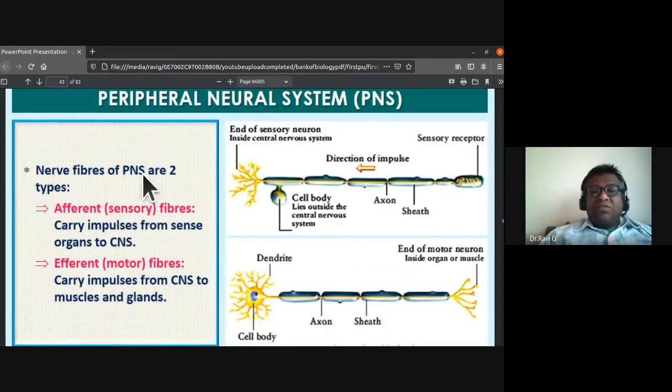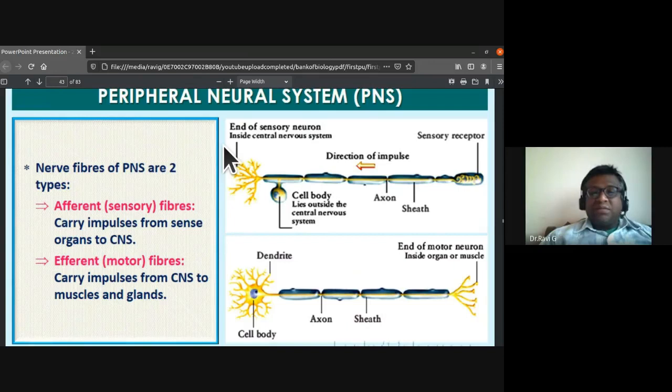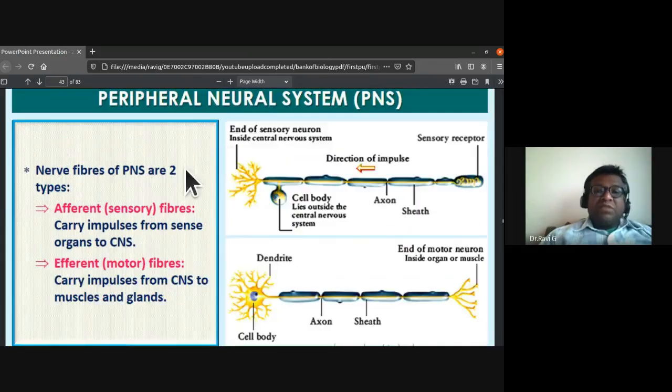The nerve fibers of the peripheral nervous system are of two types. The peripheral nervous system includes cranial nerves and spinal nerves. The nerve fibers are of two types: afferent fibers or sensory fibers, and efferent fibers or motor fibers.